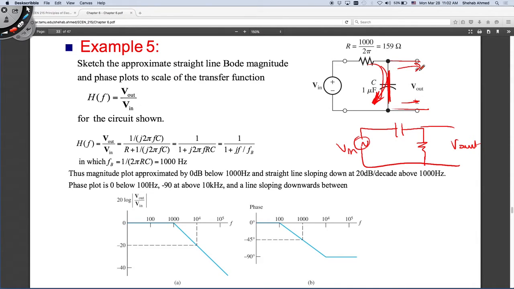And these are the asymptotes: complete short circuit, complete open circuit. So this is why this is a low pass filter. How about why this is a high pass filter?